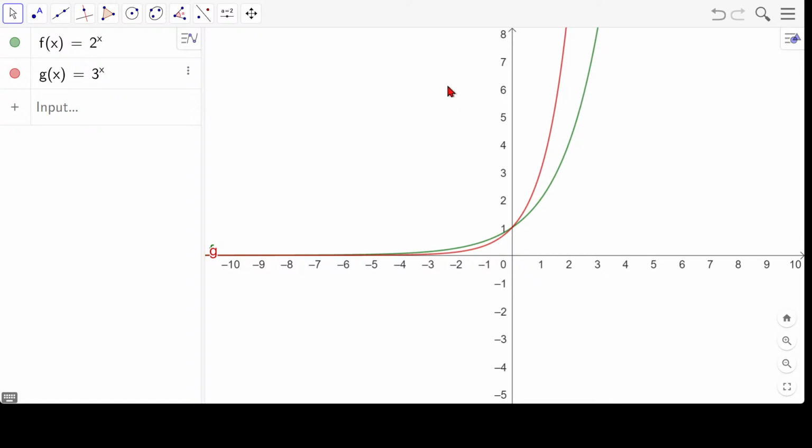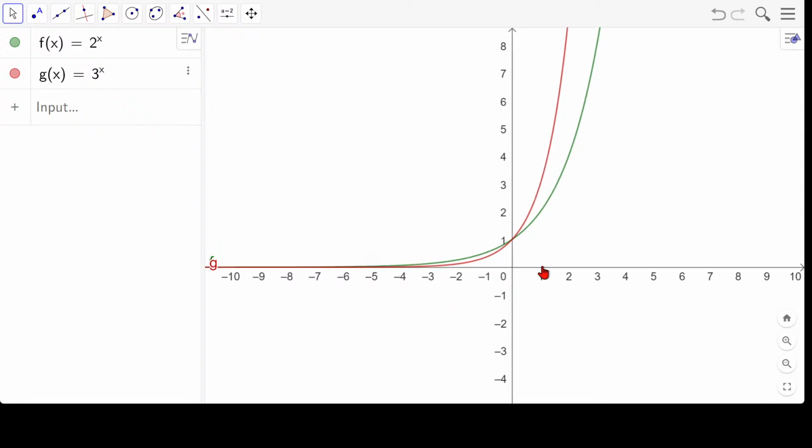Here, I have drawn these two graphs. The green one is 2 power x. The red one is 3 power x. Right. So, for example, 2 power 0 is 1. 3 power 0 is also 1. 2 power 1 is 2. Right. Understood?